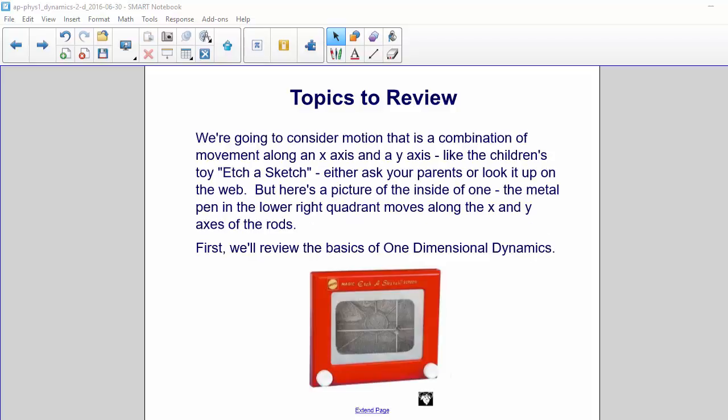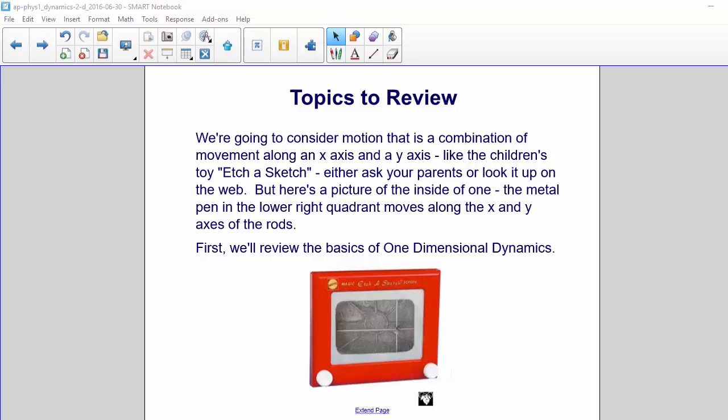We're going to consider motion that is a combination of movement along the x-axis and the y-axis, like the children's toy Etch-a-Sketch. Either ask your parents or look it up on the web. But here's a picture of the inside of one. The metal pen in the lower right quadrant moves along the y and x axes of the rods.